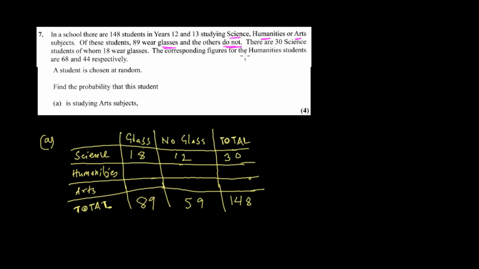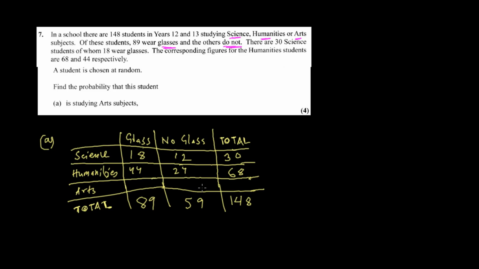Then we have for humanities 68. Oh, they say the corresponding figures for humanities students are 68 and 44. That means there are 68 students altogether in humanities, and out of these 68, 44 wear glasses. Corresponding means, like the previous sentence, there are 30 science students altogether, of whom 18 wear glasses. That means there are 68 students of humanities altogether, of which 44 wear glasses. That means 24 do not wear glasses.